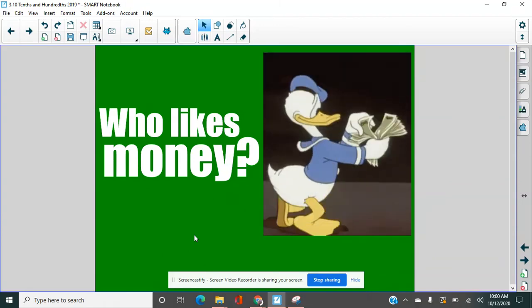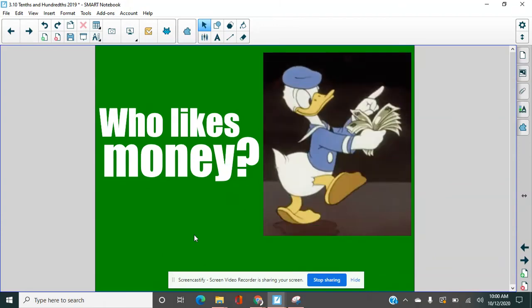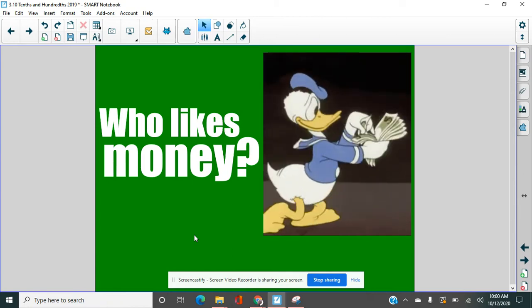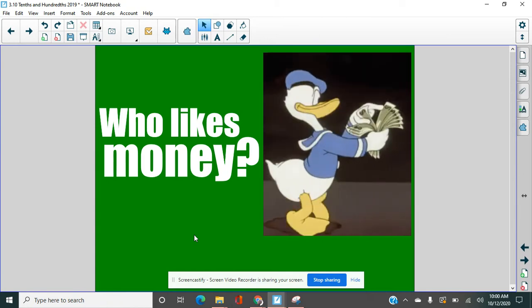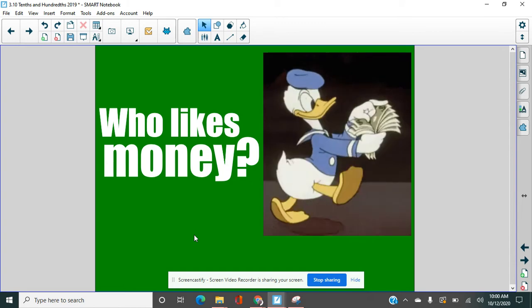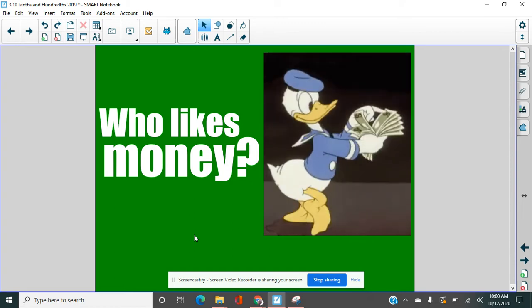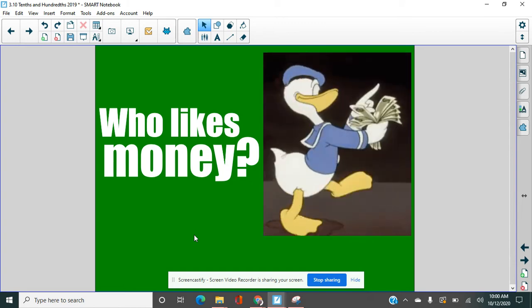Hello, fourth graders. Welcome to lesson 3.10. And look at Donald Duck go. He's flipping through his money. Isn't it amazing how it seems to never end when it's looped like that?